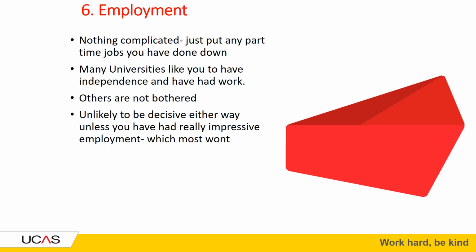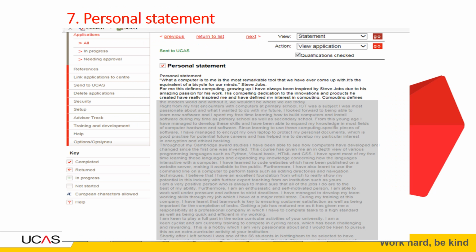The employment section is really easy. It's nothing complicated. Just whatever part-time jobs you've done, you can put down. I'm not sure that universities spend a lot of time looking at this part of it. Some universities, if they're torn between certain candidates, quite like people who have independence and have worked. A lot aren't bothered. It's very unlikely to be a decisive factor. So, put your employment down, and you don't need to spend a lot of time.